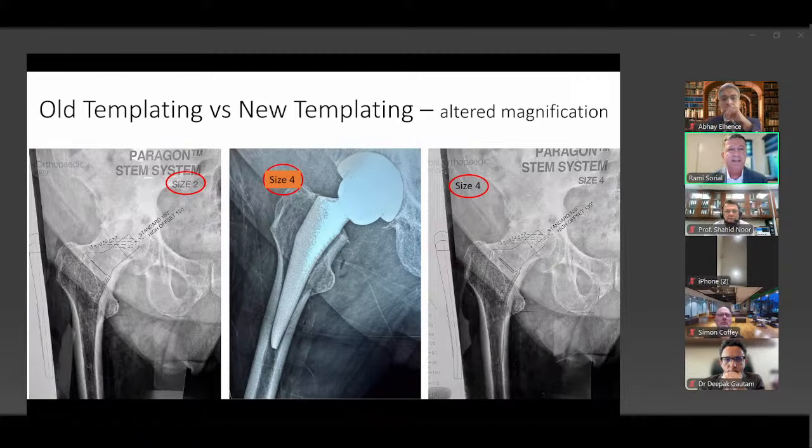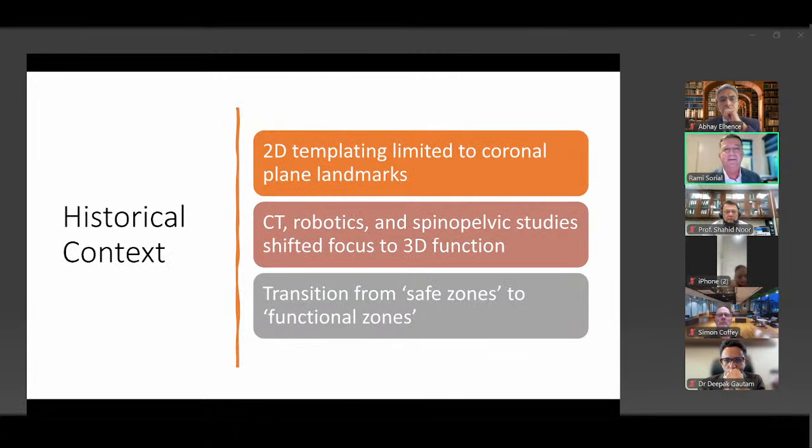You can see on the left-hand side here a standard templating with new radiology tells me that this should be a size 2 femoral component. In fact, what I end up putting in is a size 4 femoral component. And when I go back and template for a size 4, it looks too big on the current radiographs. And it's this discrepancy that can lead to errors, it can lead to fractures, and it can lead to problems with patient outcomes.